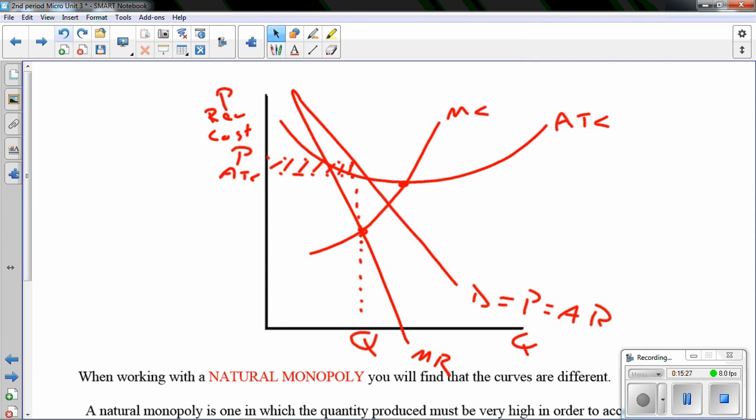You should have a steeper MR. If I drew my MR looking like this, which is right, now this firm is earning an economic loss, right? And so that's just something that you'll have to practice drawing when you do it. Yeah, it happens. Anybody else?